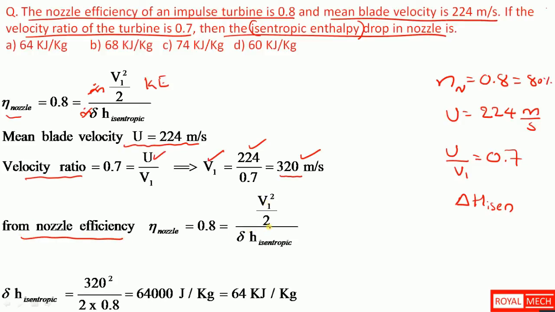V1 square by 2 and delta H isentropic. So let's put the value. V1 is 320 square, 2 is here into 0.8. So that gives 64,000 joule per kg. So that is equal to 64 kilojoules per kg. So thereby option A is correct option.